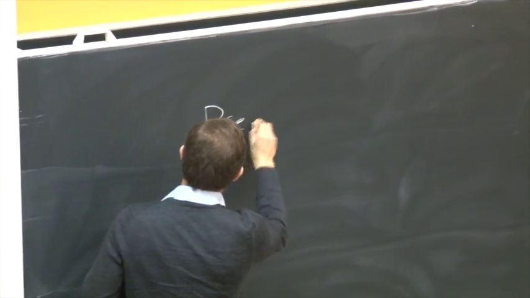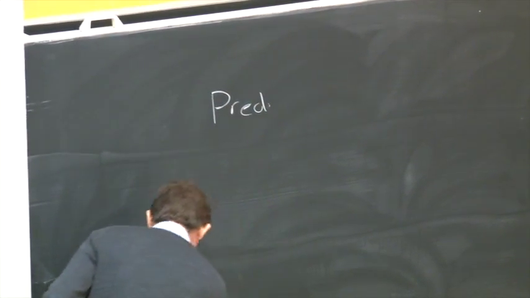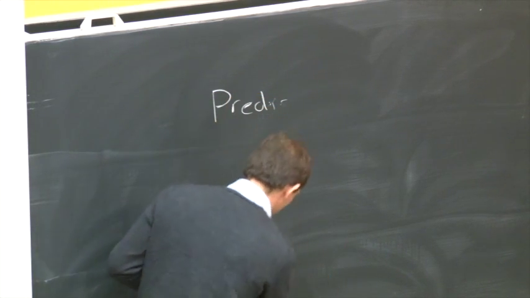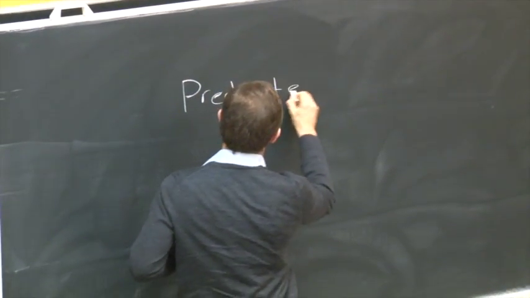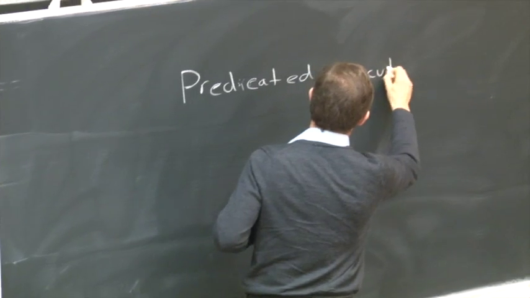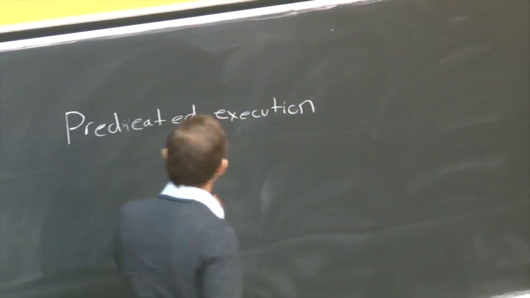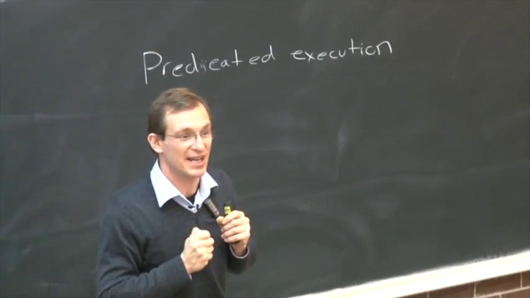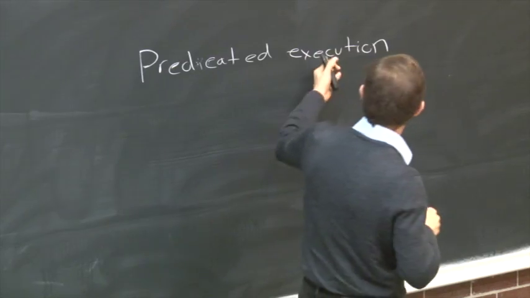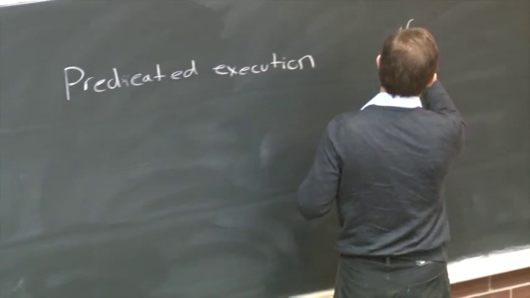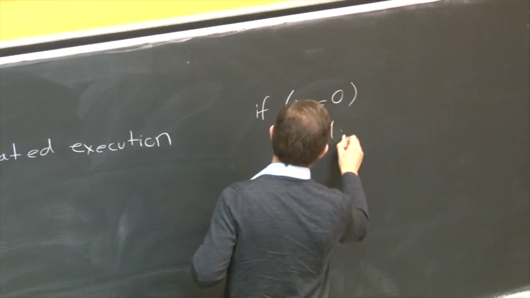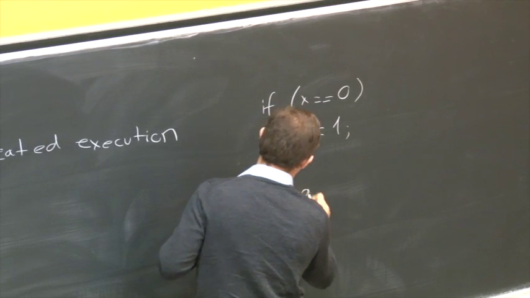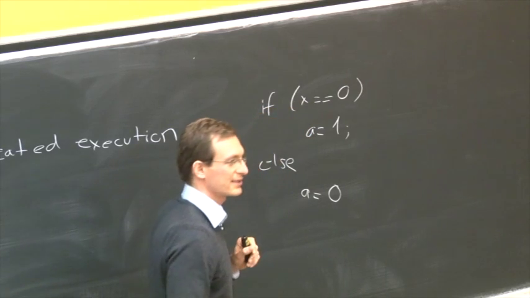It's called predicated execution, and we'll cover it in a little bit more detail, I think. The idea is basically that the execution of an instruction is predicated. And this is an alternative to control flow, right? For example, if x is equal to 0, a is equal to 1, else a is equal to 0, right?